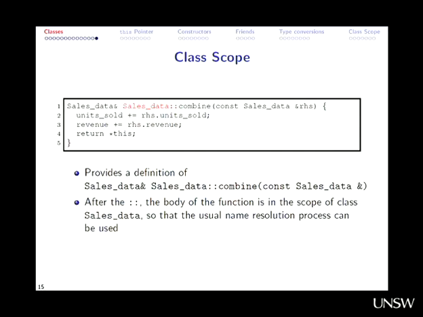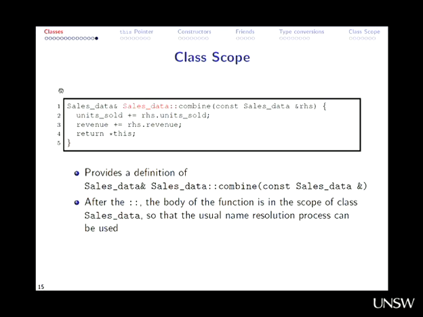And finally, talking about class scope. We've got a combine member function up there. You need to be very careful of how you read these things. This is a function called combine that returns a reference to a sales data object. It's within the sales data scope at that point, this bit here, and it takes in a const sales data object. This scoping goes on the method name, not on the return type.